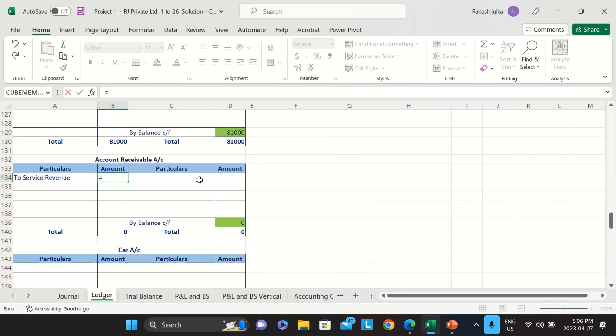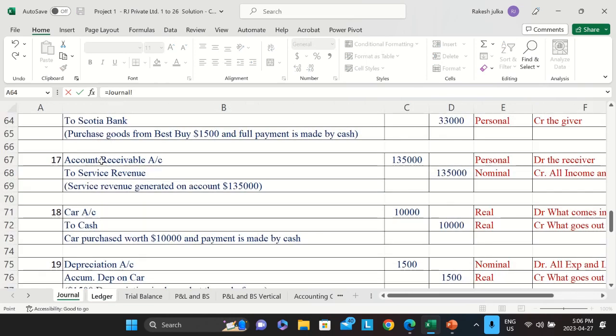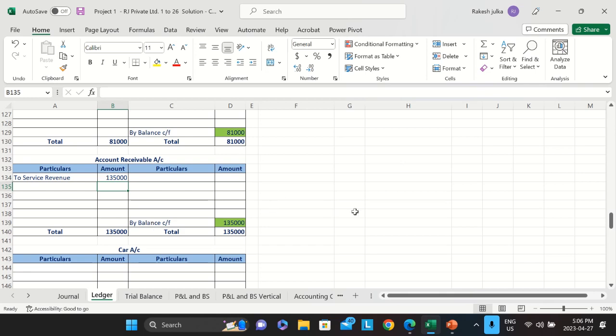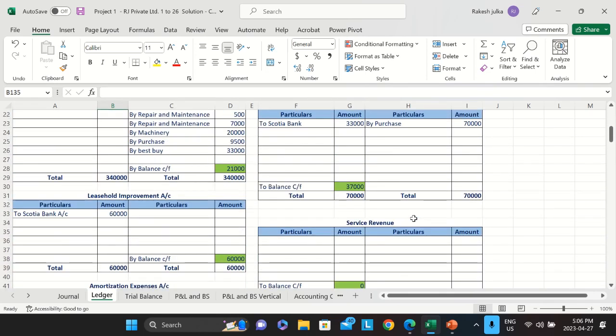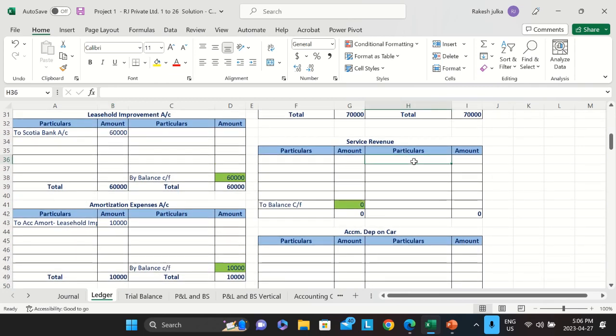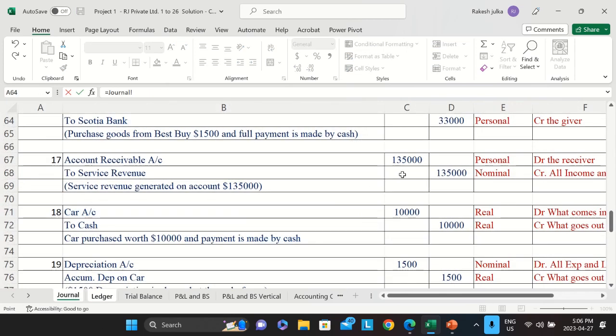Okay, so put the equal to sign here. Accounts receivable to service revenue, $135,000. Go to service revenue and write "by accounts receivable", and here the amount should be this one.